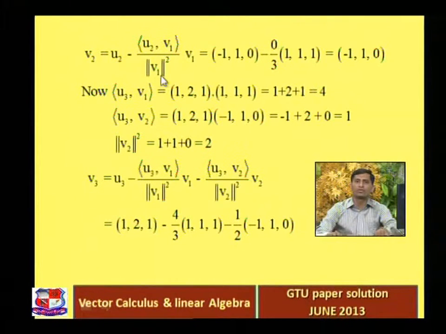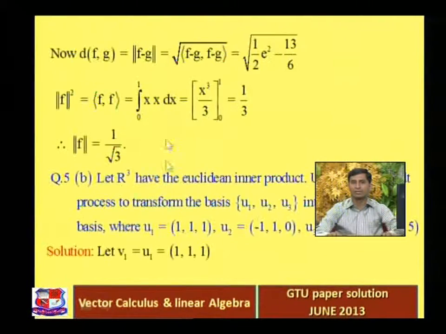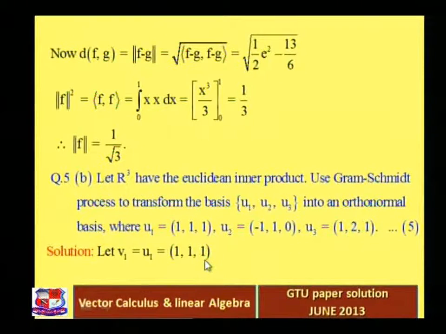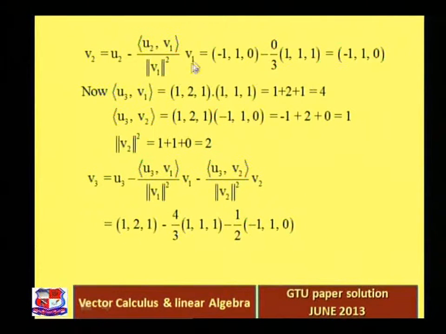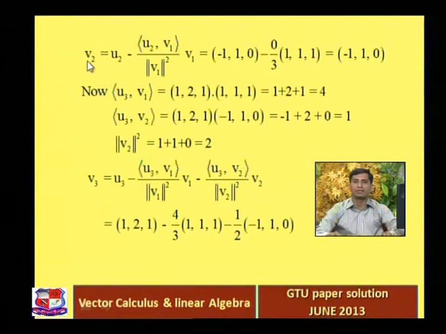Now you don't actually need to find norm v1 squared, because we know this part becomes 0 since the inner product u2 v1 is 0. Otherwise, norm v1 squared is 1 squared plus 1 squared plus 1 squared, that is 3. But this part becomes 0, so v2 is nothing but u2, that is (minus 1, 1, 0).